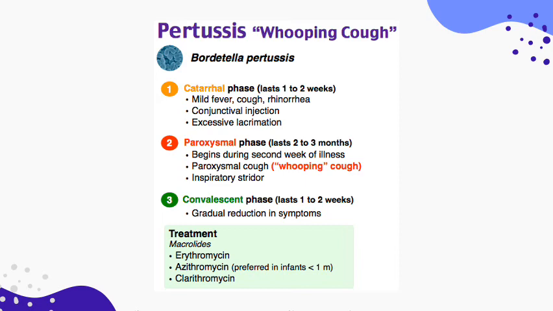The convalescence phase can ensue even without therapy, and the convalescent stage is characterized by gradual reduction in symptoms over 1 to 2 weeks. Treatment with macrolides like your erythromycin, azithromycin, and clarithromycin can limit the duration of your infection.